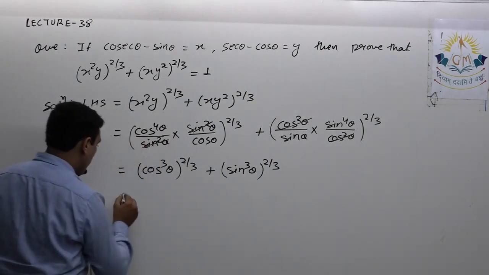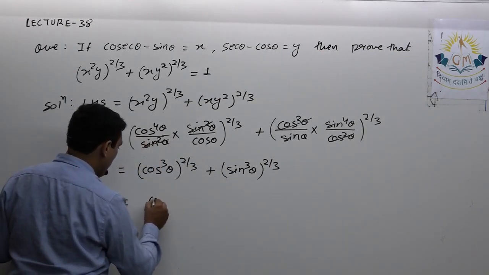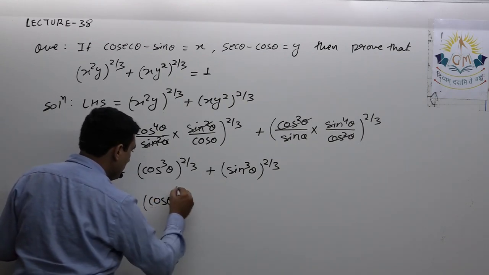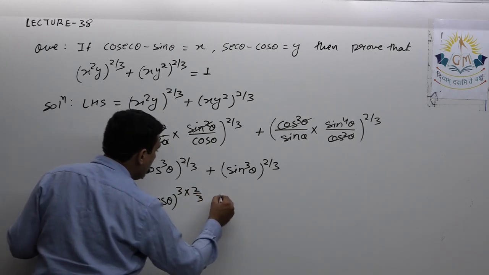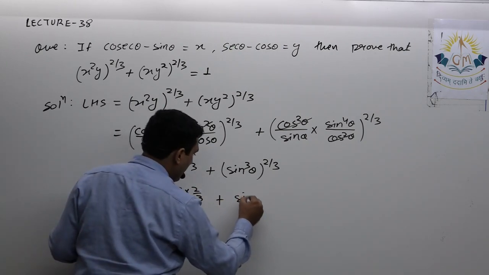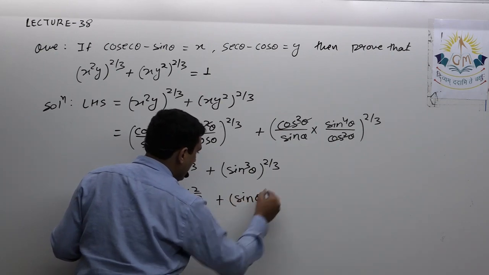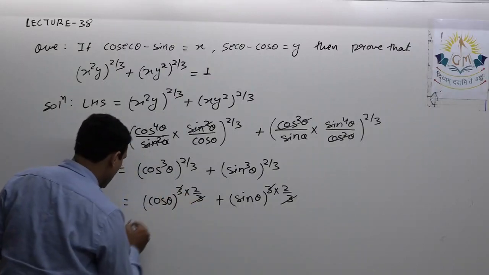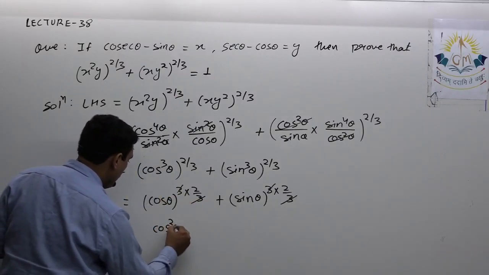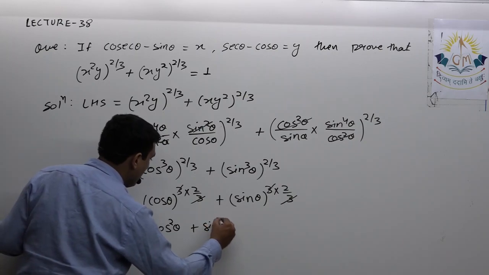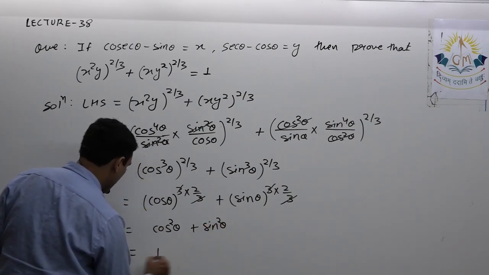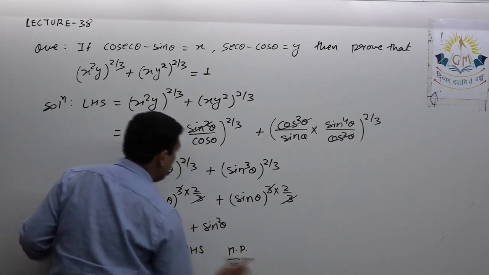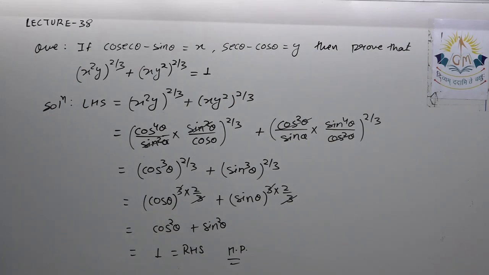Now over here it will become cos theta raised to 3 multiplied by 2 by 3, by applying the laws of exponent. Here I can write sin theta raised to 3 multiplied by 2 by 3. By cancelling this 3 and this 3, here I will get cos square theta and here I will get sin square theta, which is equal to 1, and which is equal to the right hand side, hence proved. So please note it down, then we'll see the next question.